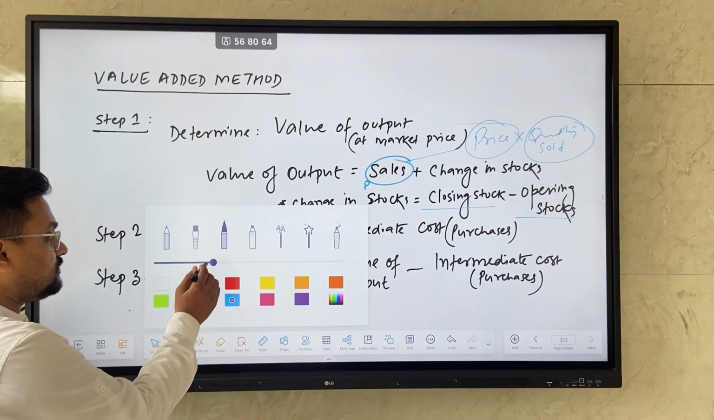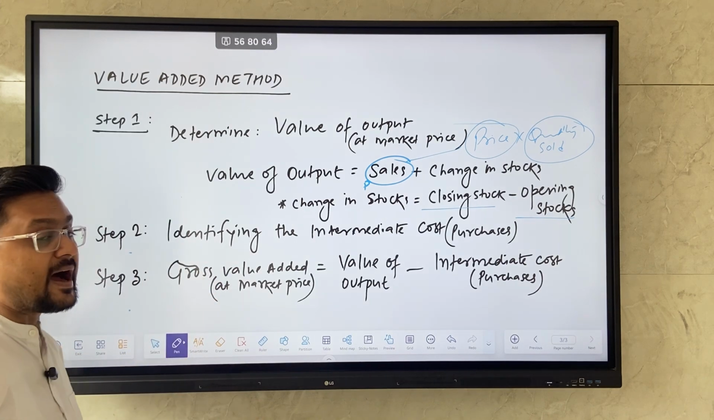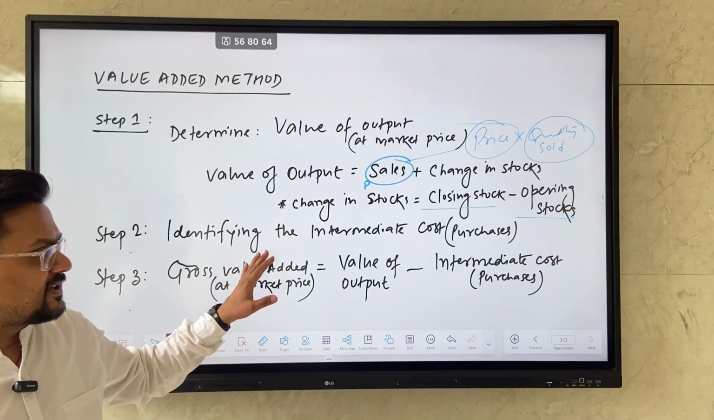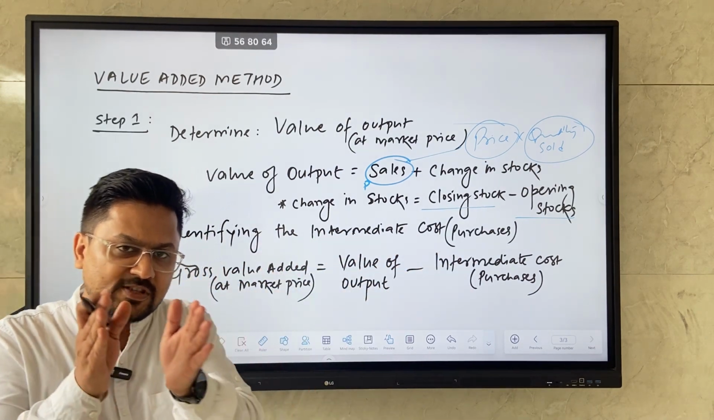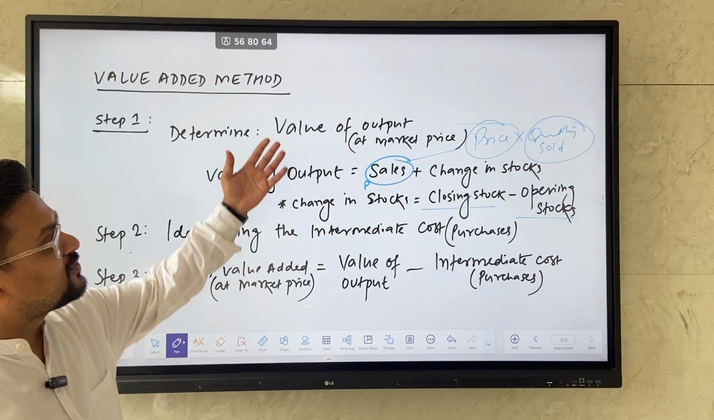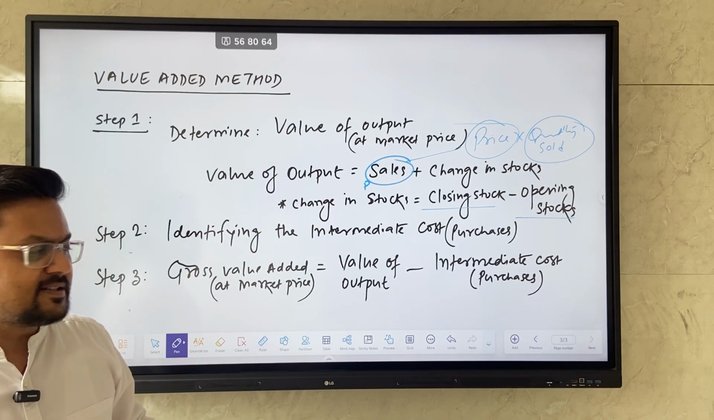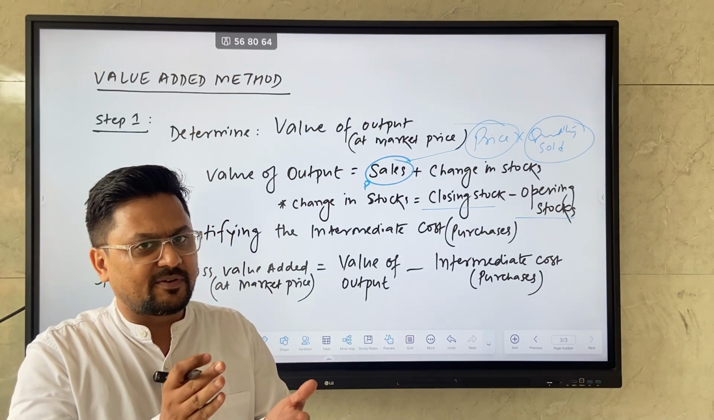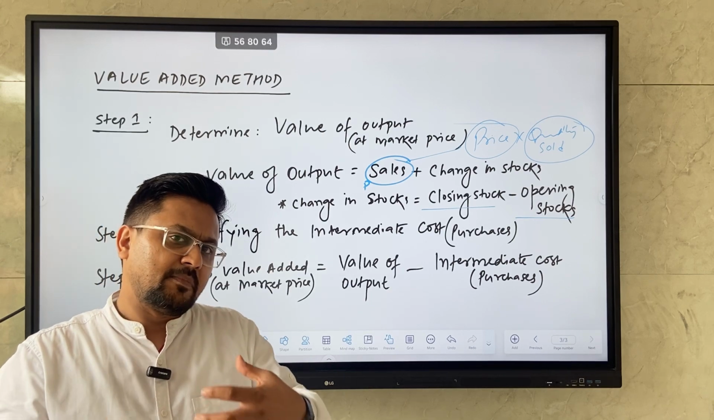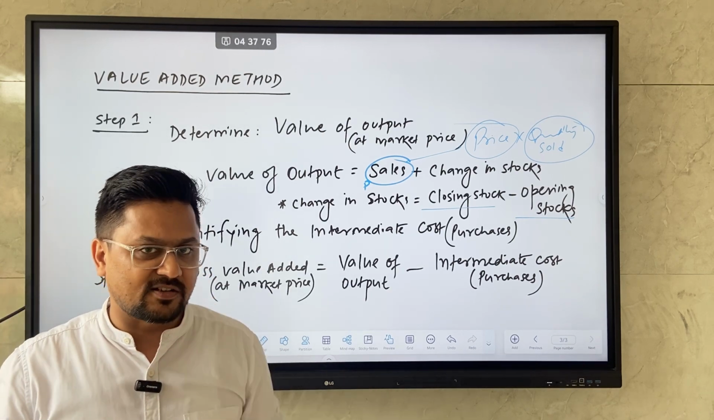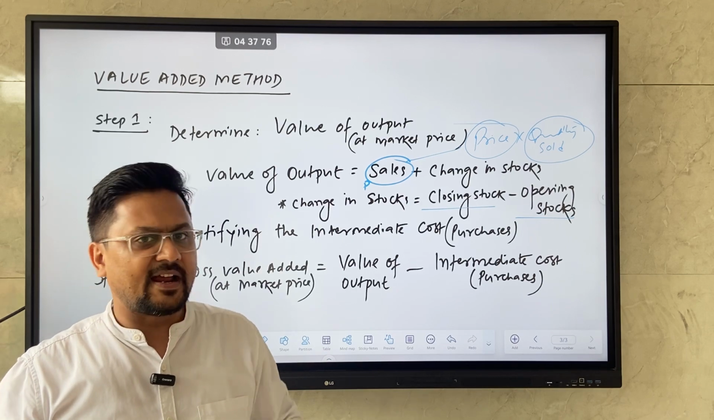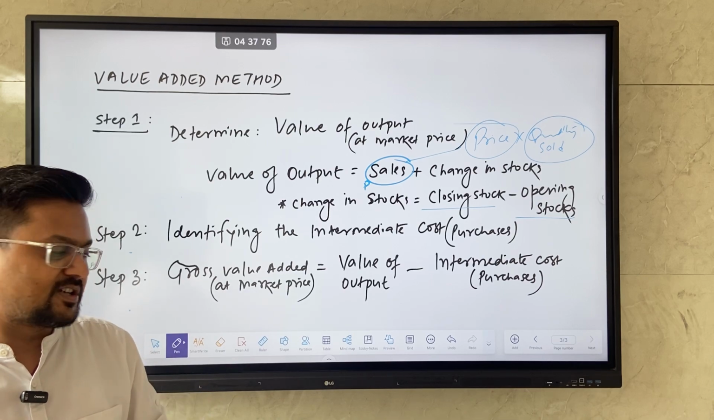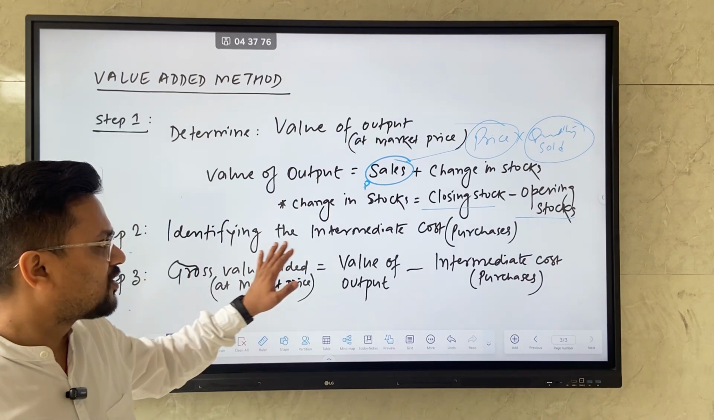Step number two, we have to identify the intermediate cost. Now, what are intermediate costs? Basically, intermediate costs are purchases that are made in order to produce the desired output, right? It can be raw material. In case of agriculture, it can be seeds, it can be fertilizers, manures. Okay, but we are not going to take the machines and tractors and all, right? Because those are fixed assets and we charge depreciation for those. So do not consider depreciation as intermediate cost.